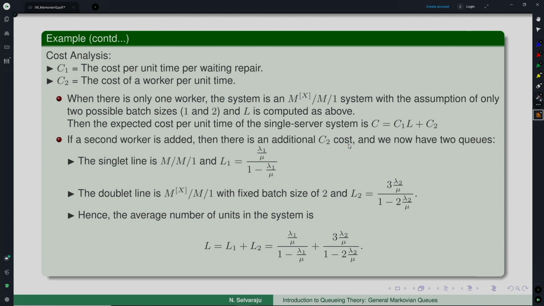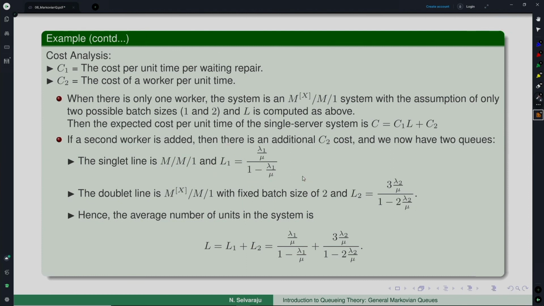But now we have two queues. The single-defect items form simply an M/M/1 queue which is handled by one server, because the original worker handles only single-defect items, which arrive at the rate lambda 1. So, this is an M/M/1 with arrival rate lambda 1, service rate mu and a single server, for which my L1 is this particular expression. Simple.